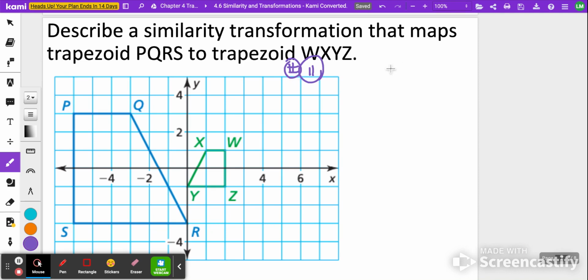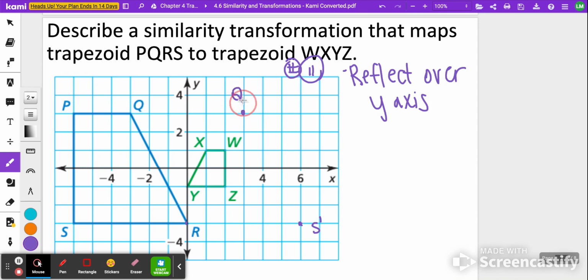All right, the first thing I thought happened is that it reflected over the y-axis. This would be considered a rigid motion. And if it was reflected over the y-axis, that means S prime would be all the way over here. Q prime would be at +3. So -2, -1, 0, 1, 2, 3. And then P prime would be at +6. R prime is still going to stay there.